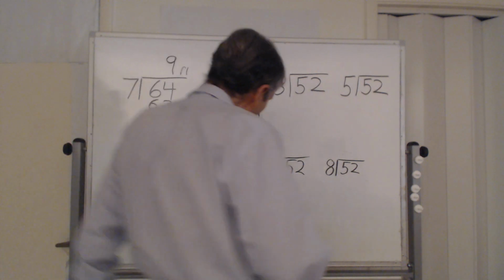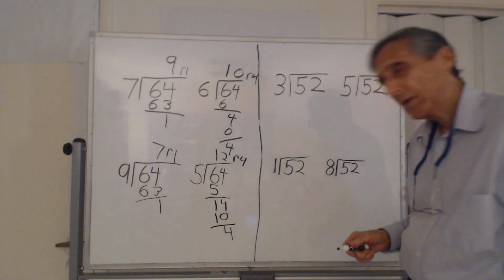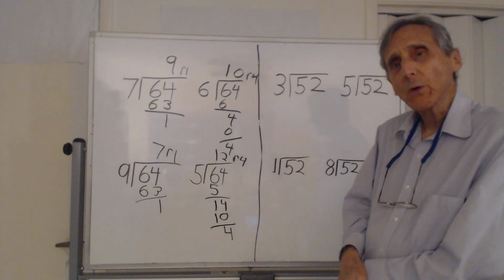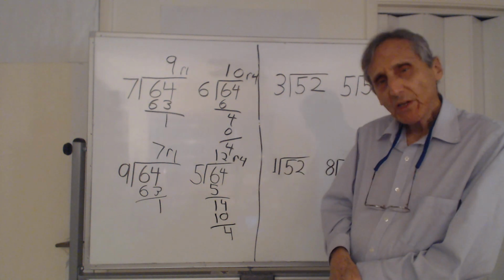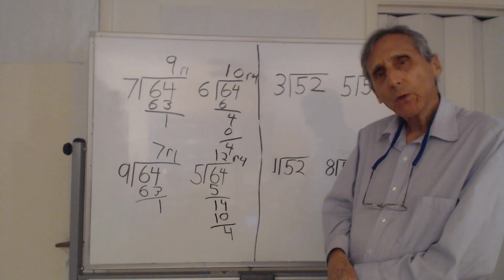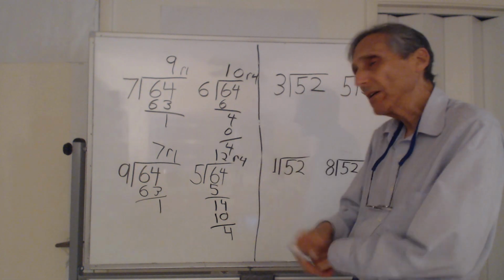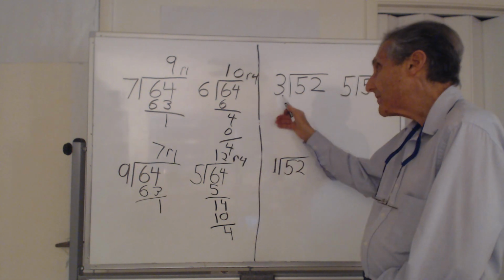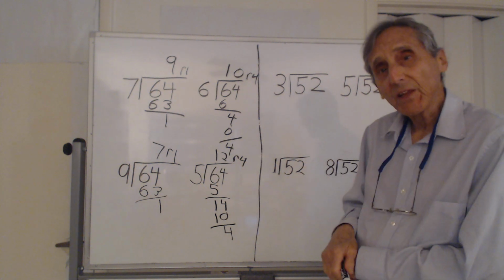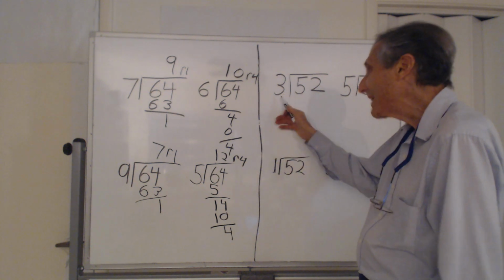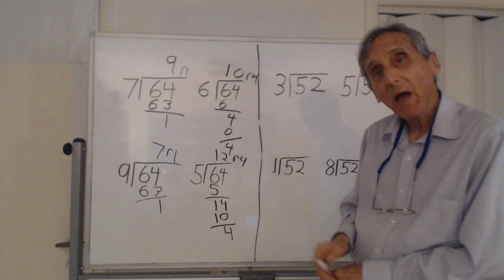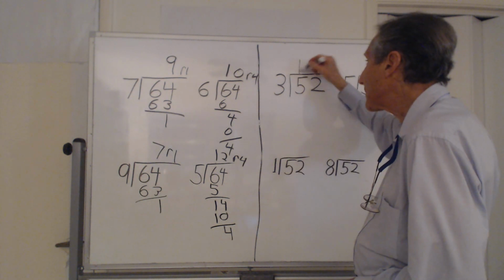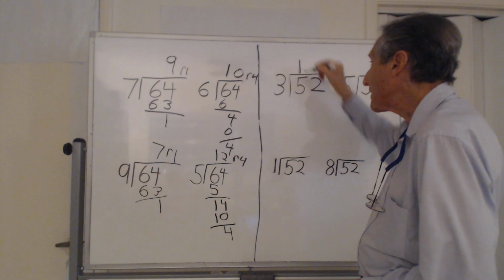Okay. Got a few more. Let's get them right. 3 divided into 52. So what do you do first? You look at the divisor, 3. You look at the tens place, 5. Divisor's smaller than the tens place. We can divide 3 into 5. How many times? How many 3s in 5? There's 1. 1 times 3 is 3.